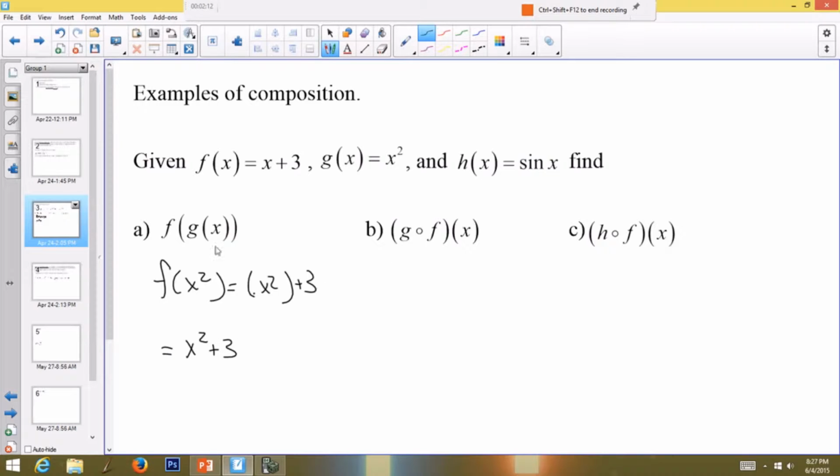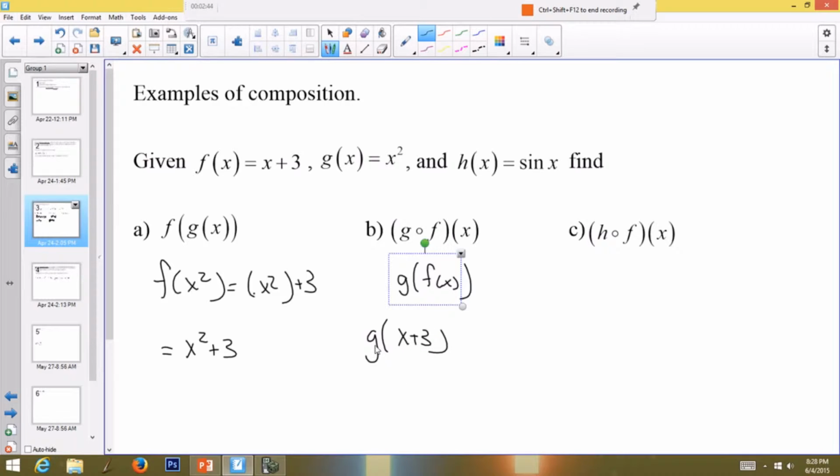Now, direction is important when composing functions. This g composed with f of x is similar to saying g of f of x. Now, f is this x plus 3 function. So I am going to replace f with the function x plus 3. Now g is the function something squared. That something is x plus 3.